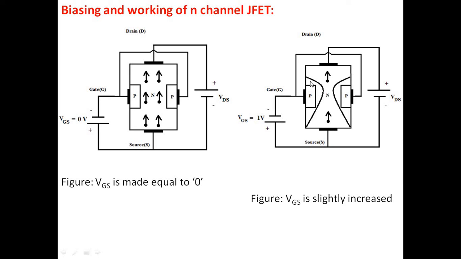That is the reason why the channel width or the depletion width towards the drain is more when compared with the depletion width towards the source. That is the only reason why the shape of the channel will be like this. Right. If we still increase the value of VGS, automatically this depletion width is going to increase. Whenever the depletion width increases, this channel width is going to reduce. Let us see in the next slide.